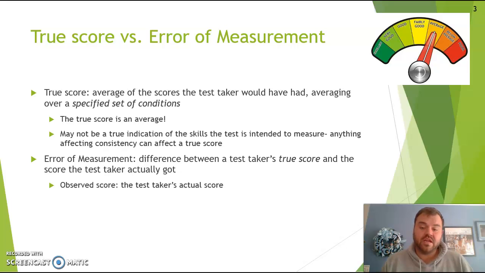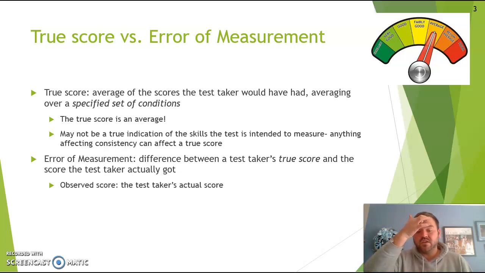So, true score versus error of measurement. True score is the average of the scores the test taker would have had, averaging over a specified set of conditions. So the best thing to remember with this is that the true score is the average. This may not be a true indication of the skills the test is intended to measure. Anything affecting consistency can affect a true score.